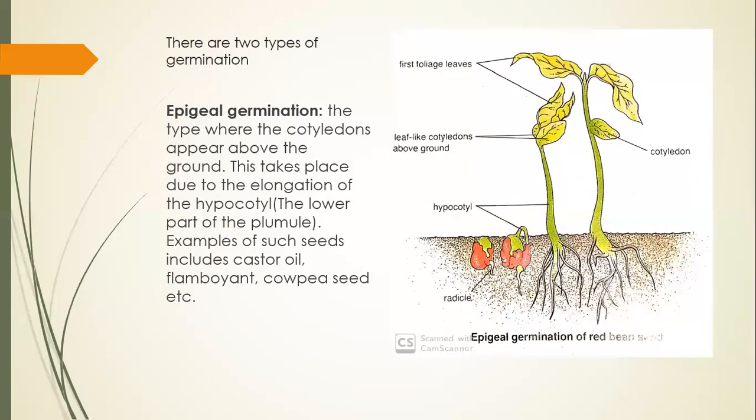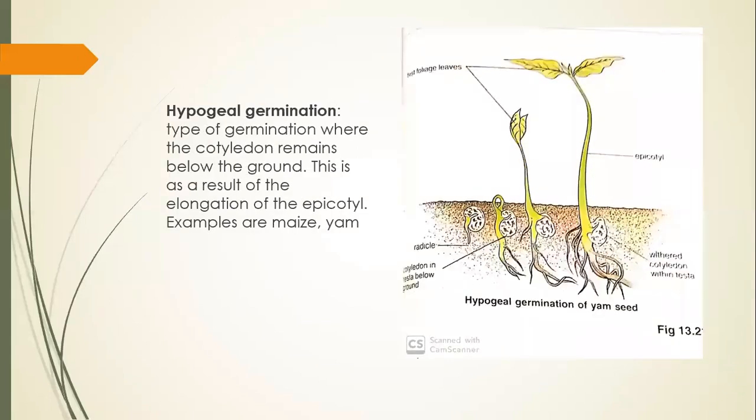Then the second type we have is the hypogeal germination. Now, as compared to epigeal, where the cotyledon is found above the ground, over here the cotyledon is found to remain below the ground. That is hypogeal germination. Likewise, this results from the elongation of the epicotyl, that is the upper part of the plumule.